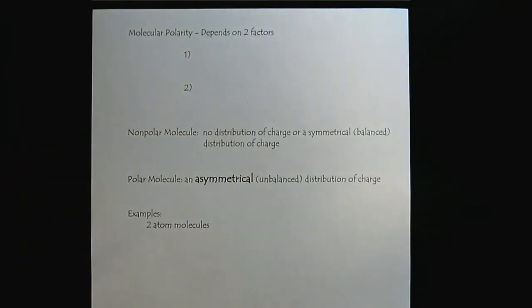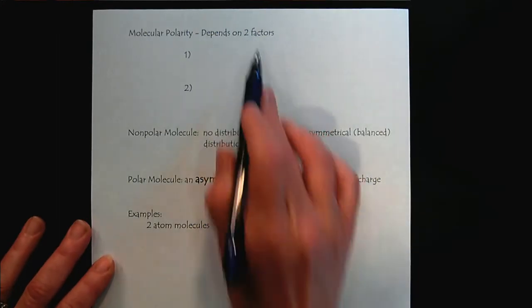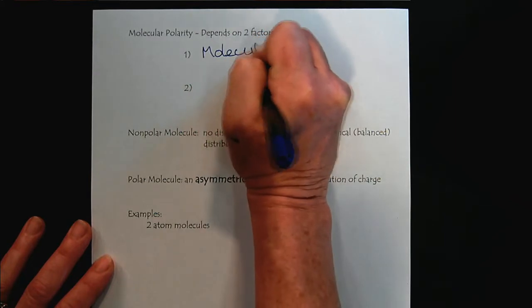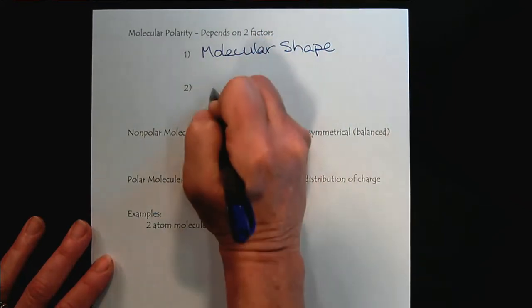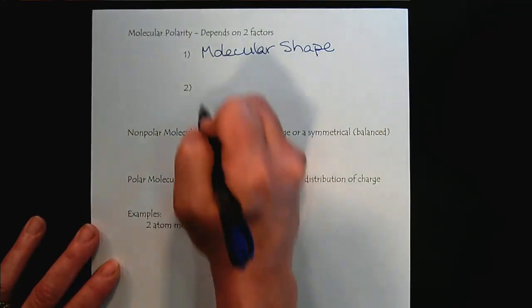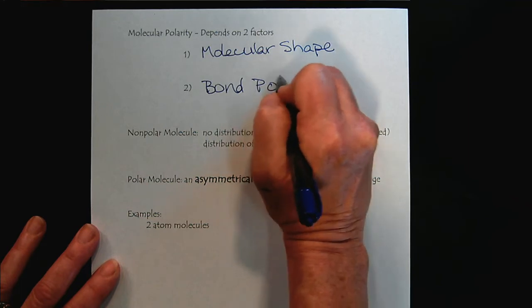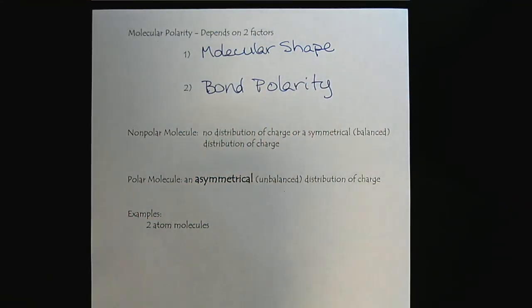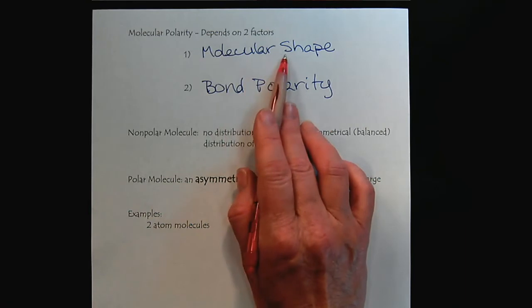So for molecular polarity, this is going to depend on two factors: the molecular shape and then the bond polarity. Okay, so molecular shape, this would be the three-dimensional shape, and there's a video tutorial available on molecular shape.